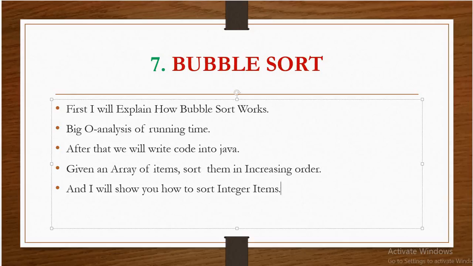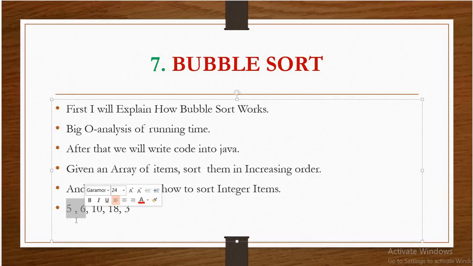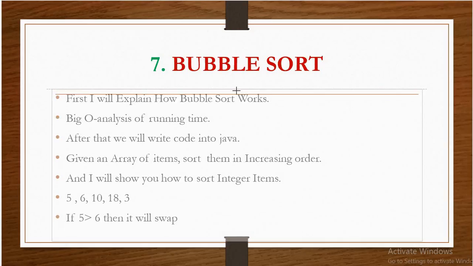So first, for example, I have a list, an integer array: 5, 6, 10, 18, 3. How can we manage the sorting order by using bubble sort? Bubble sort always compares both elements. First it will compare two elements 5 and 6, and if 5 is greater than 6, then it will swap both numbers, otherwise it will check next.